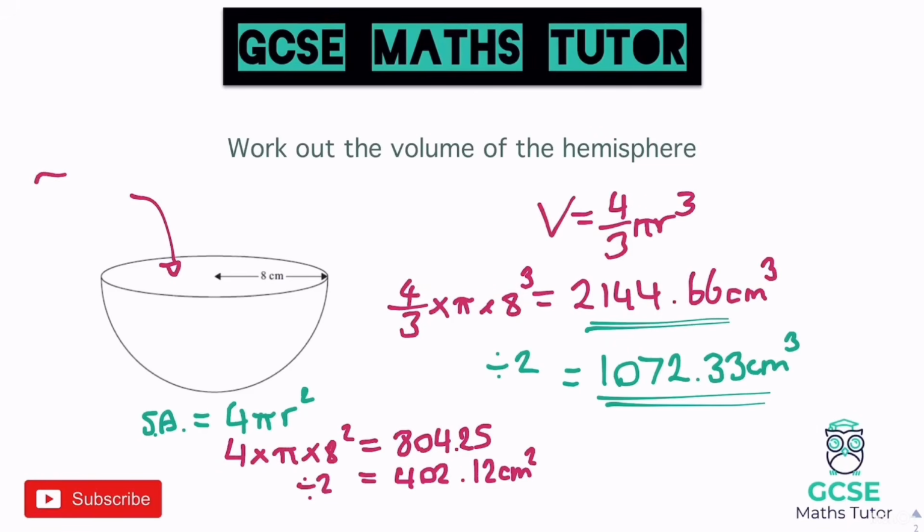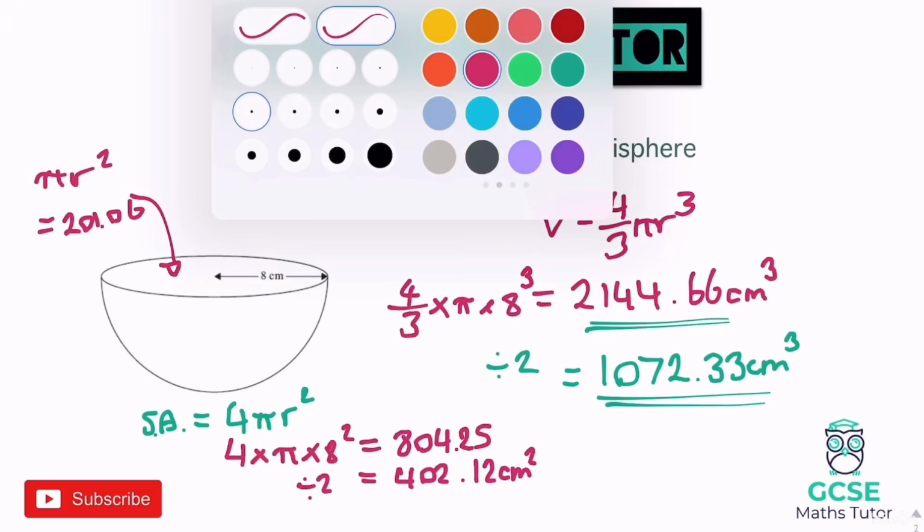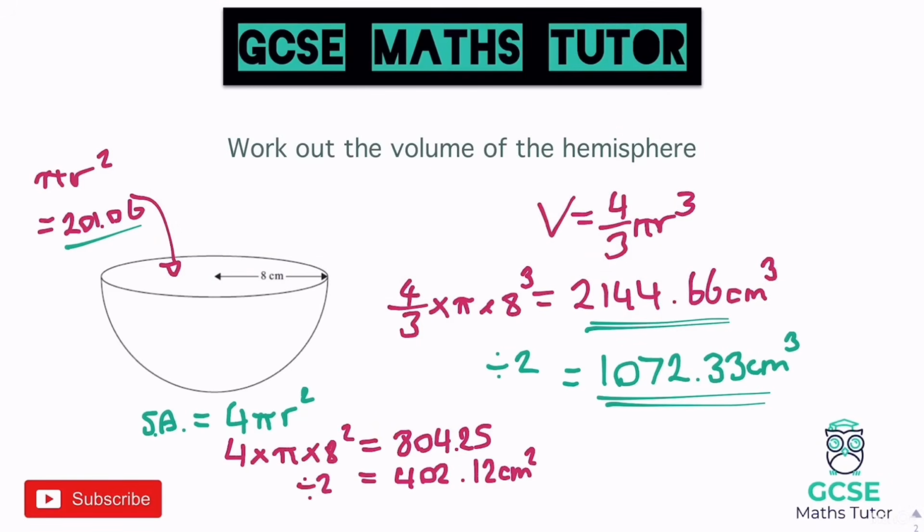And the area of a circle is pi r squared. So we can work out the area of the circle as well. If we just do that, pi times 8 squared, we get an area of the circle there of 201.06. And you would just add these two numbers together to get the total surface area.